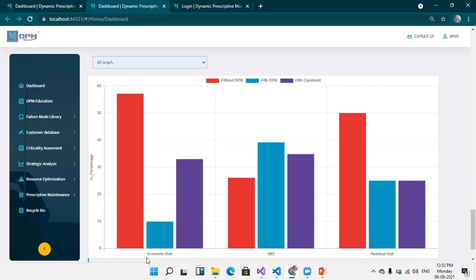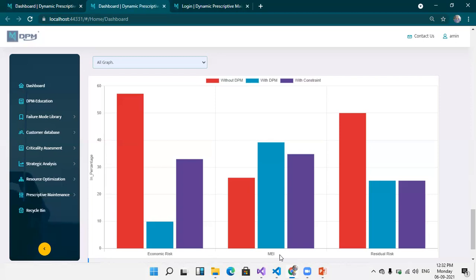And the middle one is the MEI. It is a ratio of the level of analyzed risk reduction of annual cost and the annualized cost of proactive actions. It is a ratio. The higher the MEI, the better it is. When you do improved maintenance, the MEI improves. The graph is a percentage distribution.